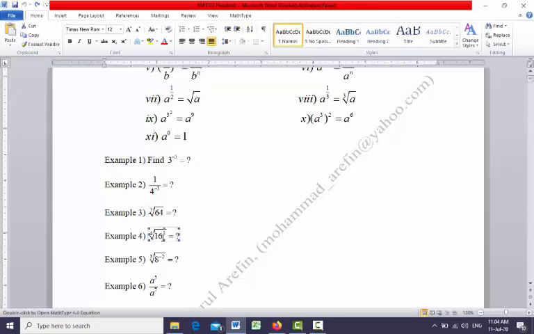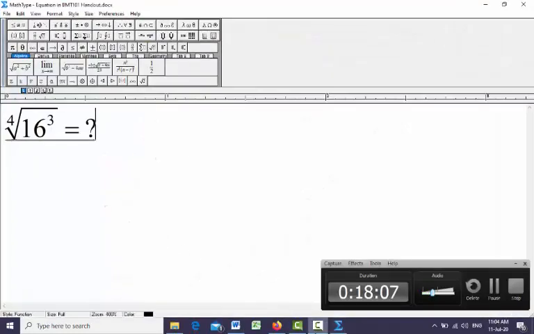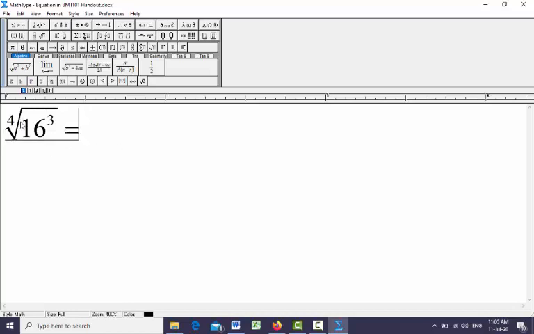Now let us solve example 4. Here we have power 1 by 4. So we will have 16 here first, and we will take a fraction in the power. As I said before, these 4 will always come in the denominator of the power, and this power 3 inside the root will come in the numerator.